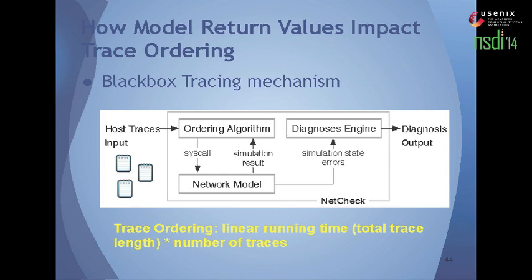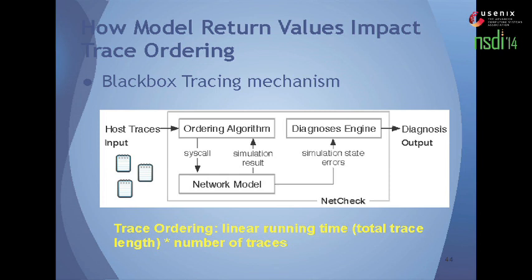All right. And really quick, one property of our trace ordering algorithm is that its runtime is actually linear in the total length of the traces. This assumes you have a constant number of traces. As we'll see in a minute, it's very, very fast on real traces because we're not doing any kind of exponential backtracking or anything like that within the algorithm.